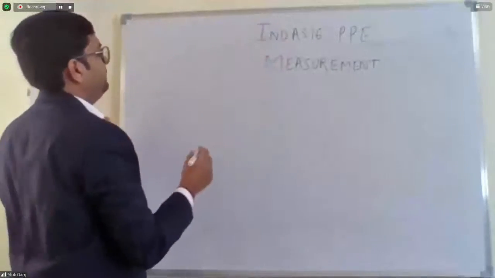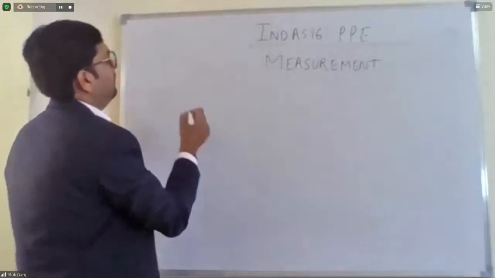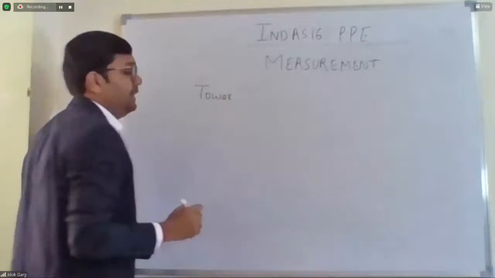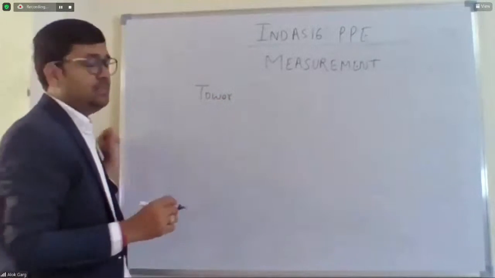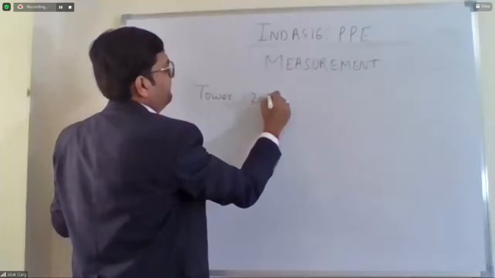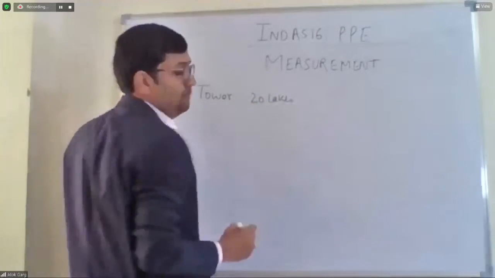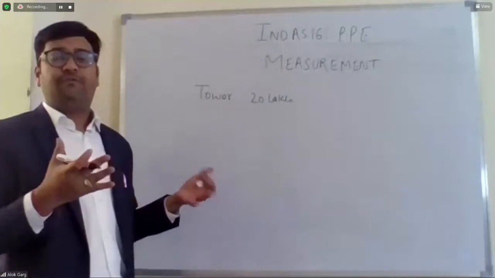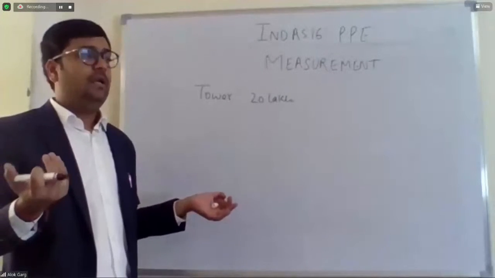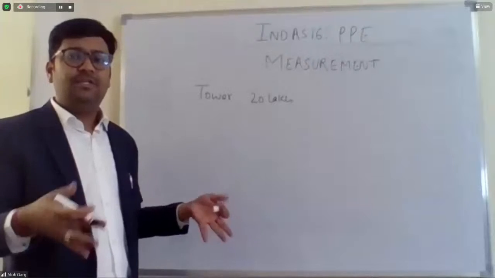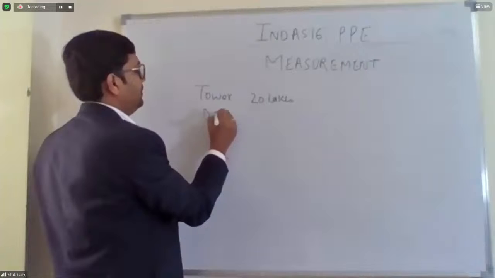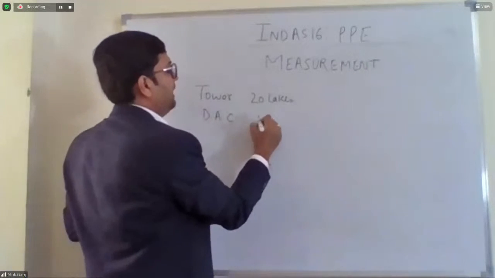For example, the company has installed a tower. The purchase price of the tower is 20 lakhs. The directly attributable costs like installation, freight, carriage inwards, inspection, labor cost, civil cost for installing the tower, these are the directly attributable costs. DAC is, for example, 5 lakhs.